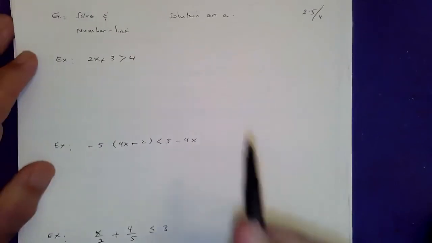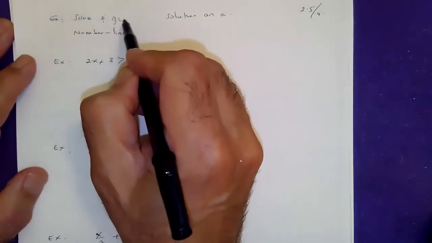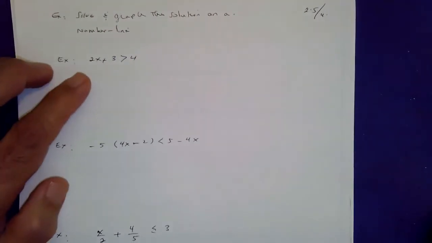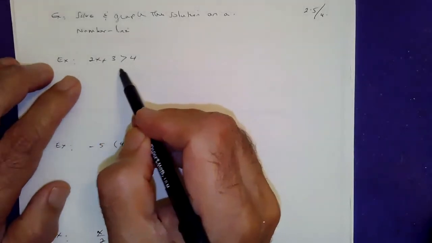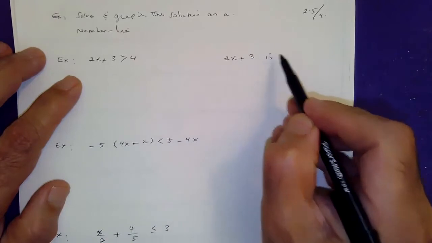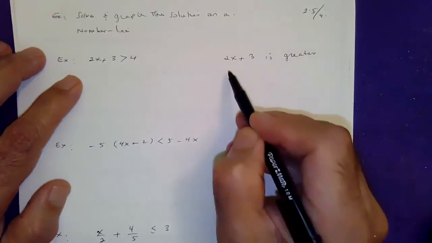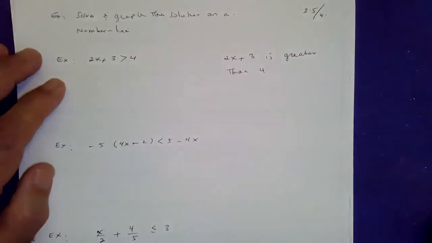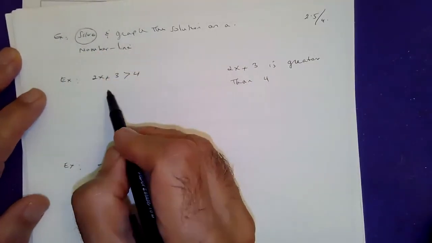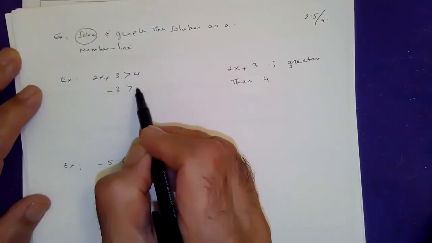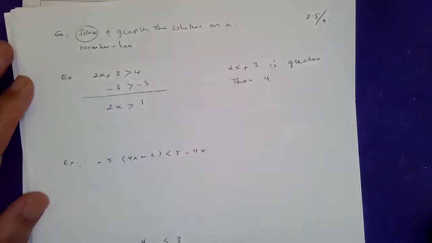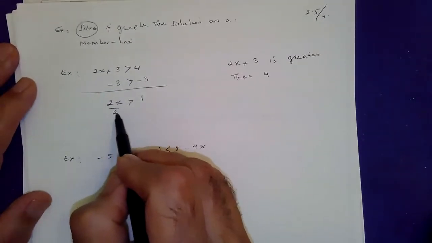Okay, solve and graph the solution on a number line. So here's the first inequality. Remember, we read the inequalities from left to right. So you read this as 2x plus 3 is greater than 4. So solve for x. Just like equations, we collect the numbers to the left, subtract 3, so you get greater than 1. Divide both sides by 2.